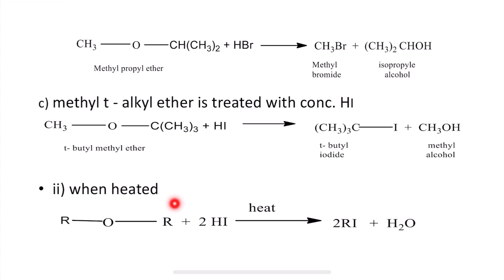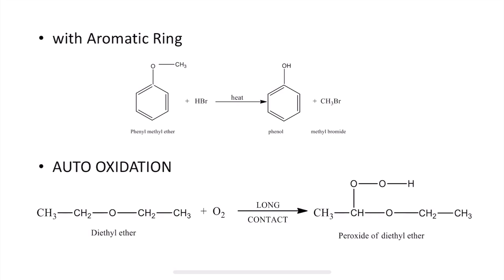Whereas when heated, alkyl iodide is obtained when ether is treated with this hydrogen iodide. Under a certain amount of heat, we are going to get the product as alkyl iodide, that is 2RI, plus a water molecule is eliminated. Due to the low reactivity at the bond between oxygen and the aromatic ring, aryl alkyl ethers cleave to form a phenol and an alkyl halide.